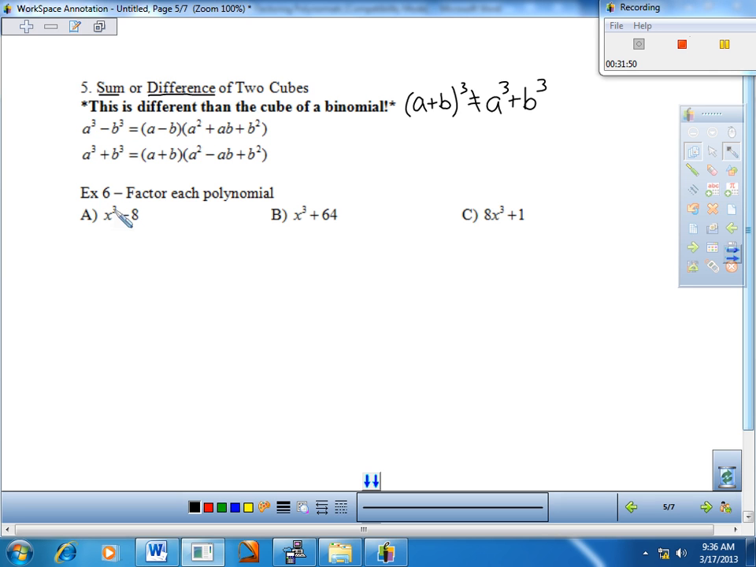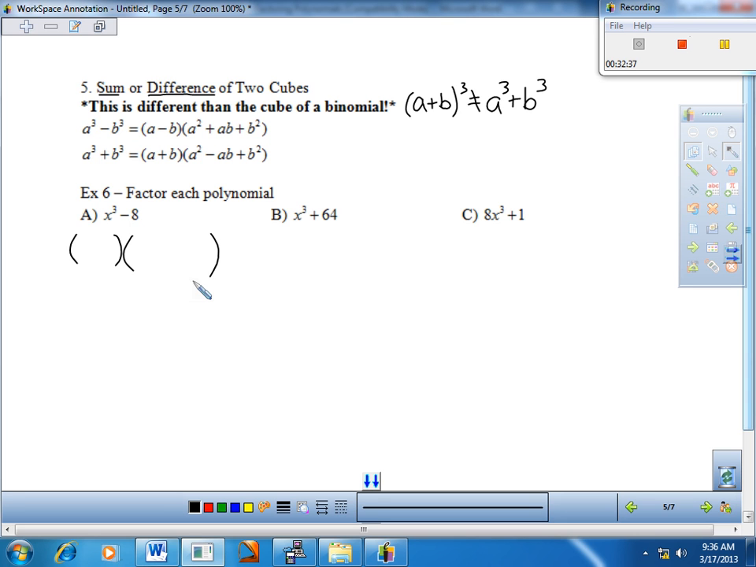So, first of all, recognition. This is a perfect cube, and 8 happens to be a perfect cube. So this is definitely a difference of two cubes. So it's going to be this piece right here, and we're going to make it look like this right here. We're going to write it from standard form to factored form: one factor times a large second factor. So here's how it plays out.